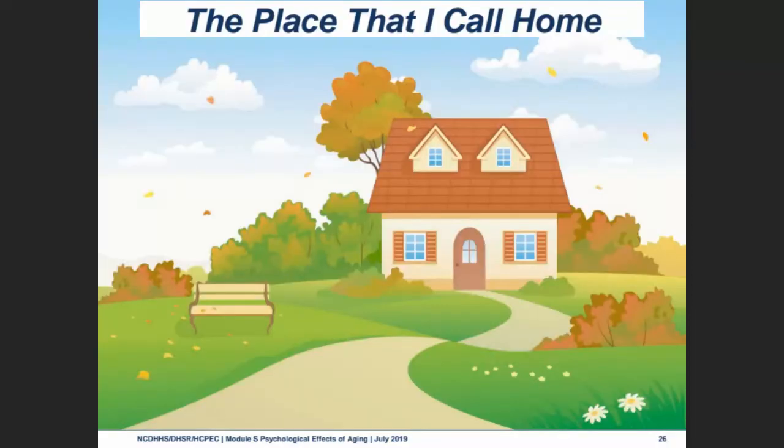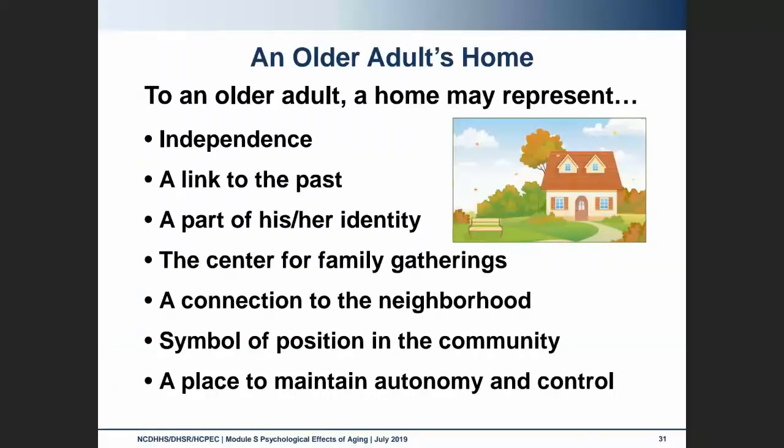If you think about it, the older adult often views their home as their castle, for example. It's the place that they've often lived in for 20 plus years. To an older adult, their home may represent their independence, a link to the past. Their home may have become a part of their identity, a center of family gatherings, a connection to the neighborhood. It may even be a symbol of their position in the community, and of course, a place to maintain autonomy and control.